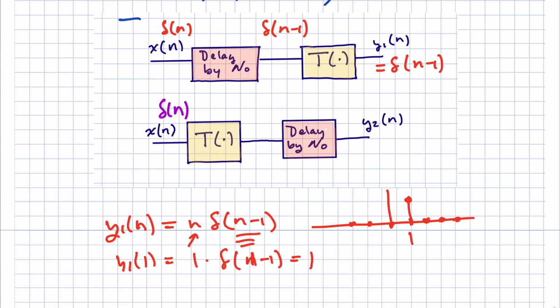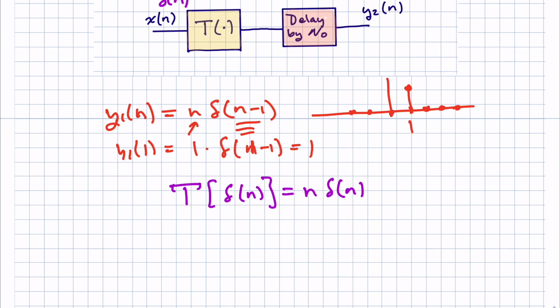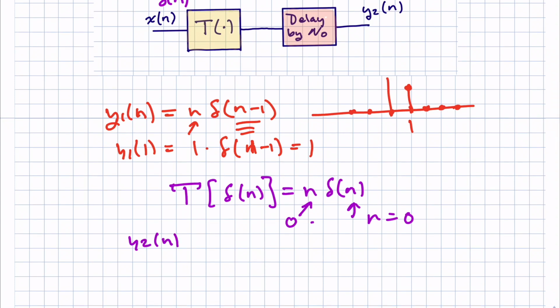Okay, so if I take this system and plug in delta of n, that's going to be n times delta of n. All right, so the only place this turns on is at n equals 0, and when n equals 0, this is 0, so 0 times 1 is 0. So it turns out that if you graphed y2 of n, it would be identically 0 for all n.